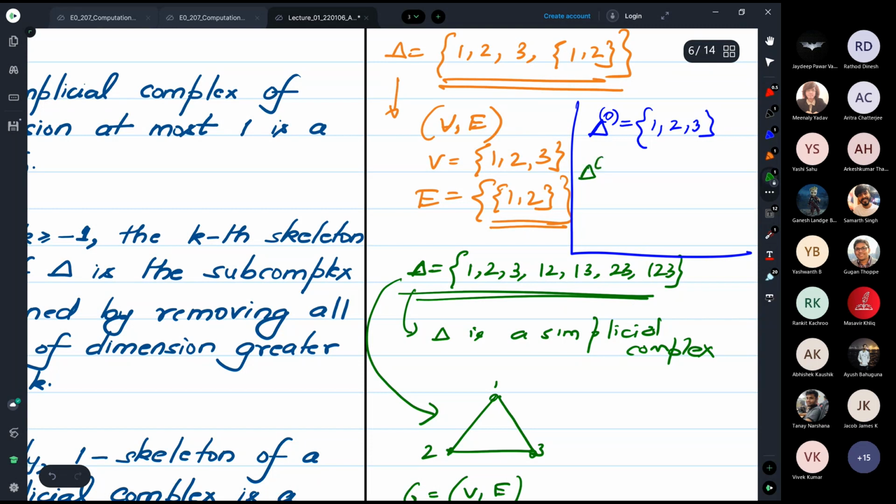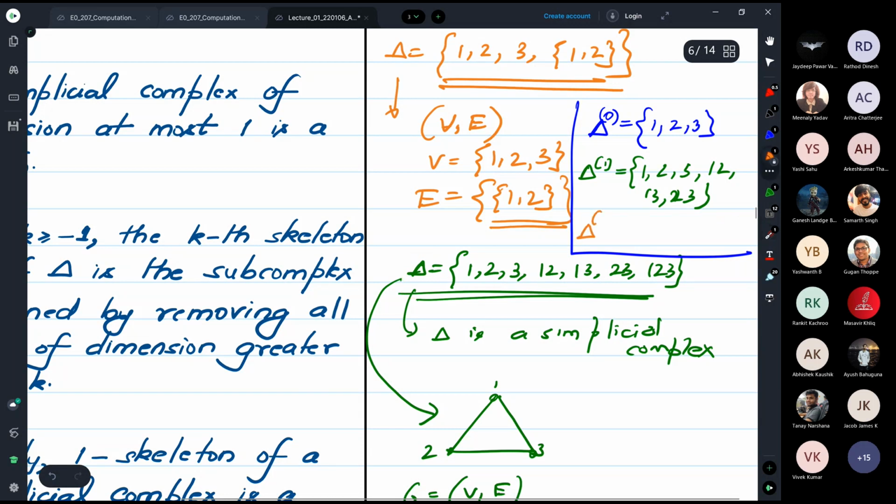Similarly, I hope you agree that if I asked you to define what is delta 1, it will be 1, 2, 3, 1, 2, 1, 3, and 2, 3. I just need to throw away faces with dimension bigger than 1. This is a face with dimension 2, which is bigger than 1, so I throw it away. So this will be the one skeleton of this simplicial complex.